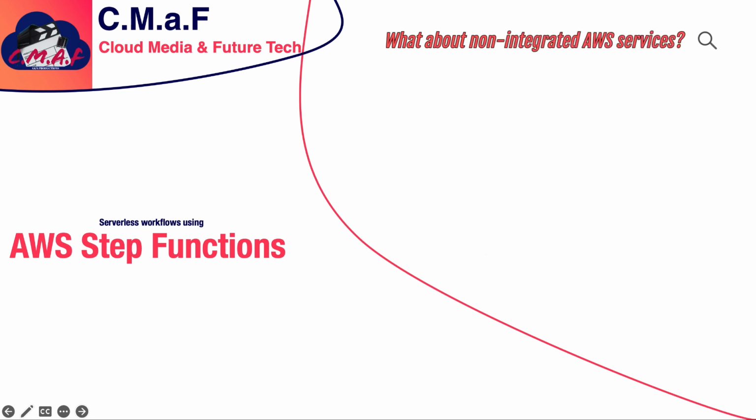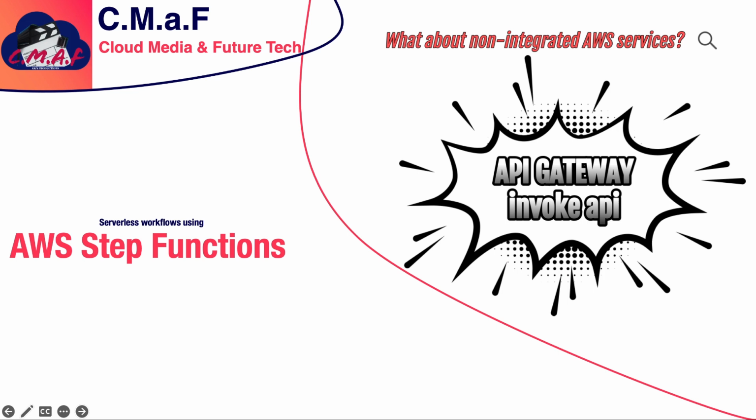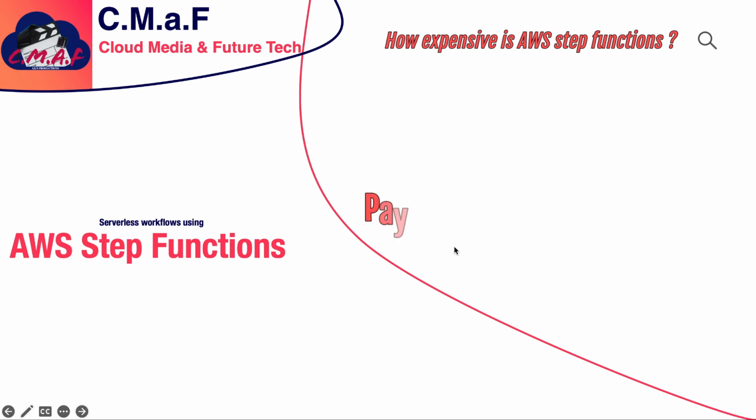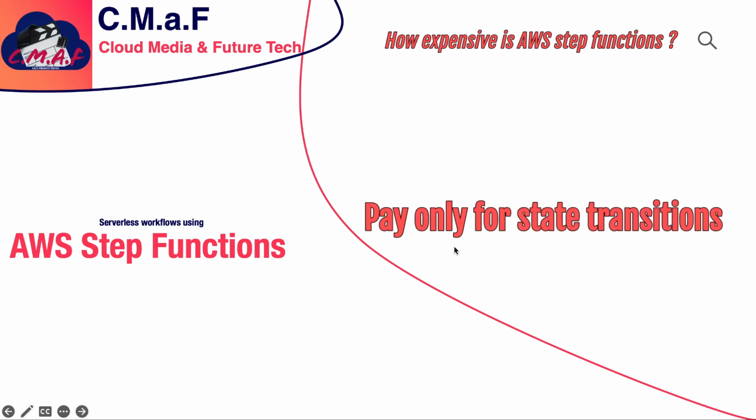Now, there are some services which are not directly integrated with Step Functions. That's where we may have to leverage Amazon API Gateway and the Invoke API functionality supported by Step Functions. With AWS Step Functions, you only pay for each transition from one state to the next, which means even if you make the state function wait for a year, there's no cost for that.